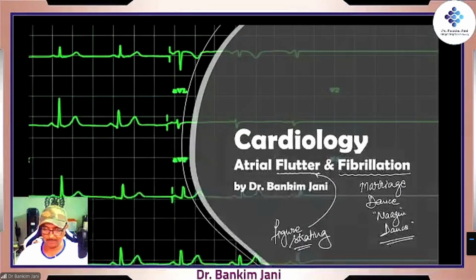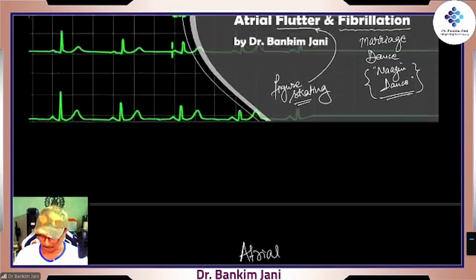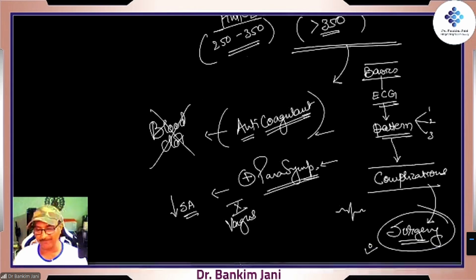This is the topic for today, atrial fibrillation and atrial flutter. And in case you are into dancing, or have ever danced at a wedding, this is like a nagging dance. So atrial fibrillation is like a nagging dance, and atrial flutter, which we'll be discussing after about 45 minutes, is like figure skating, a very systematic, very sophisticated thing. Right? So coming back to fibrillation. Fibrillation is more than 350 beats per minute. Right? The heart is going at that pace.